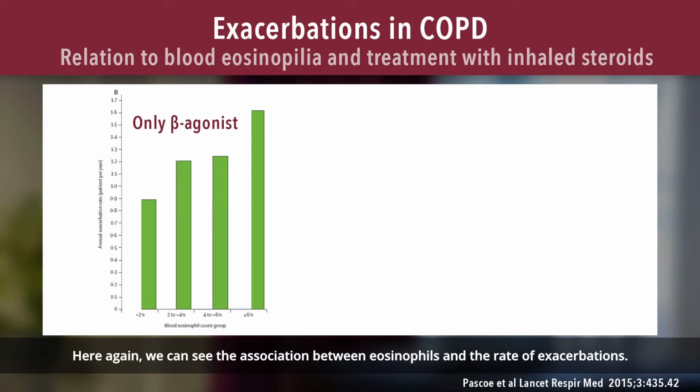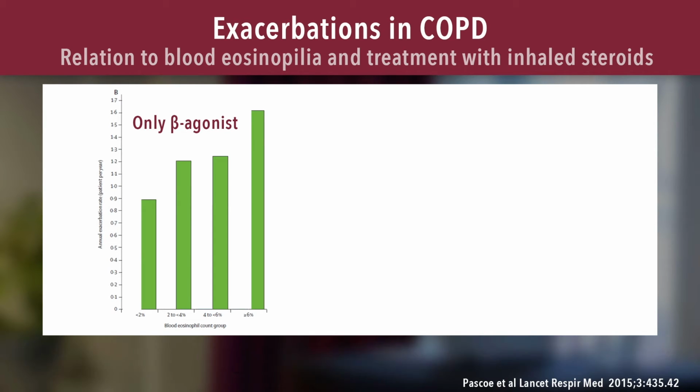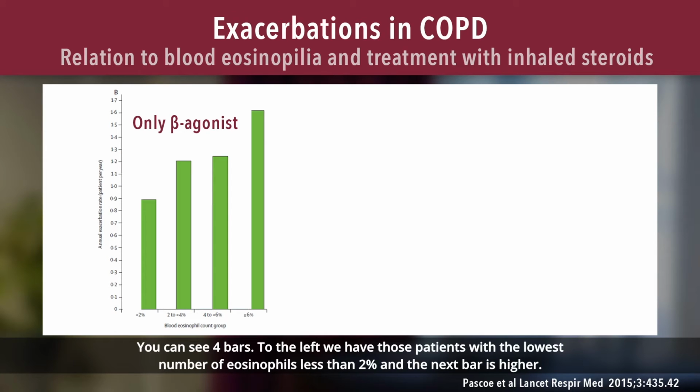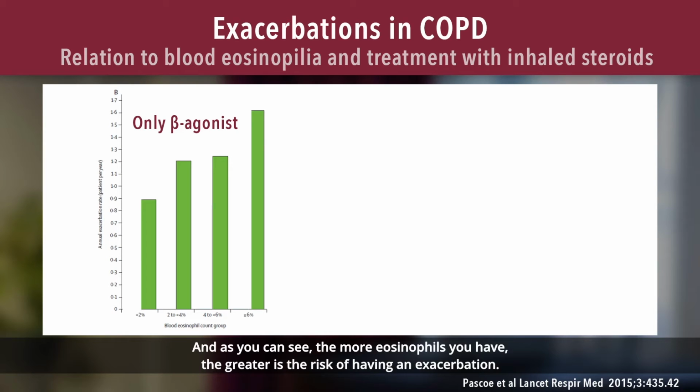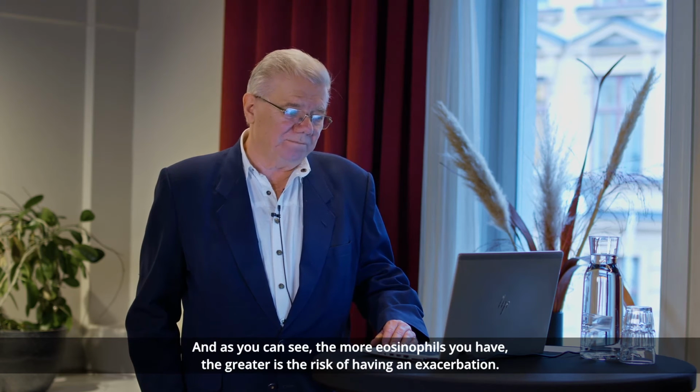Here again we can see the association between eosinophils and the rate of exacerbations. You can see 4 bars. To the left we had those patients with the lowest number of eosinophils, less than 2%. And the next bar is higher, and the most right bar is the highest level of eosinophils. And as you can see, the more eosinophils you have, the greater is the risk of having an exacerbation.